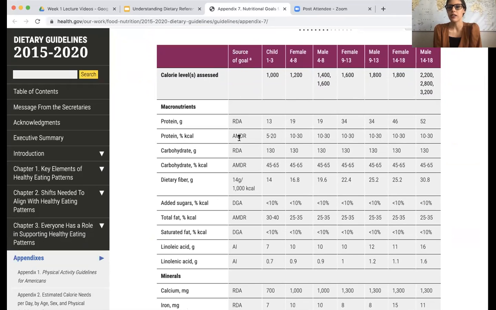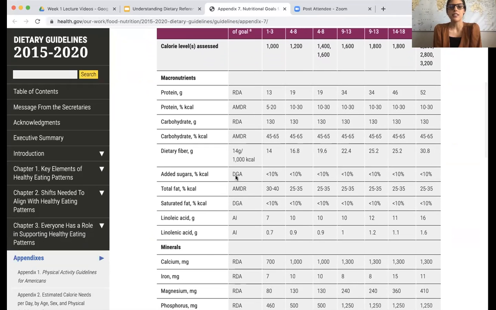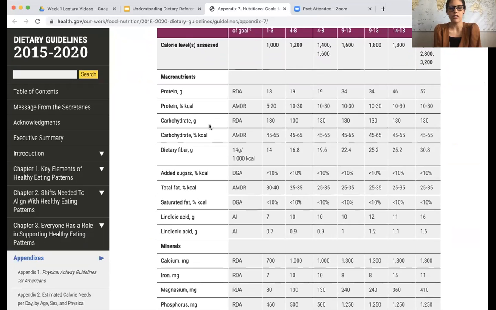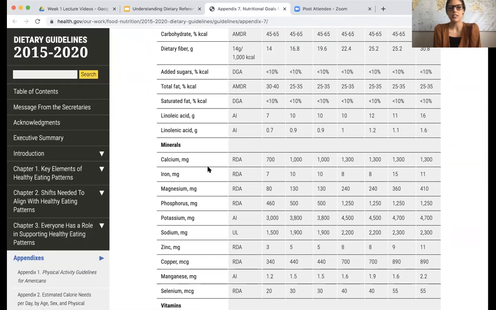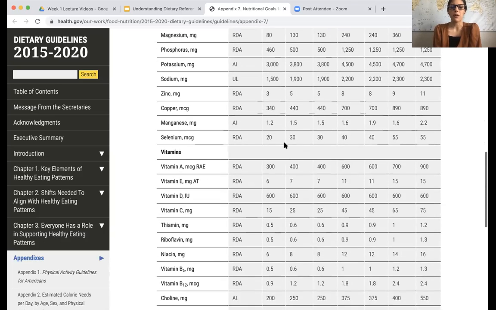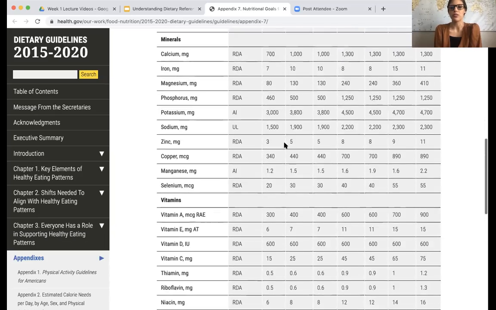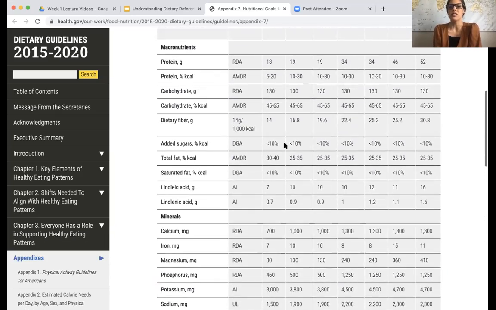If we look here, we can see the source of the goal, and you can see how these are measured differently. So if we go down to minerals, we see that some minerals have an RDA, but for some, we don't have enough information. So potassium, for instance, and manganese, these are AIs instead of RDAs. So this is something that might be of interest for you to be able to see what these different values are. We'll be going over these more further in the class, but just for baseline knowledge, this might be something for you to take a look at.